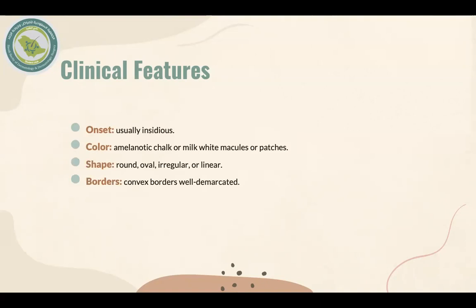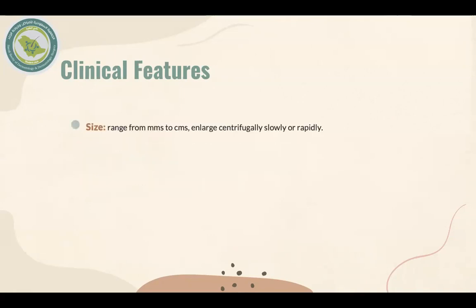The borders are well demarcated, and it could be ill-defined at onset or when actively spreading, but at the end, it's a well demarcated lesion. The size ranges from millimeters to centimeters. It enlarges centrifugally, slowly or rapidly.